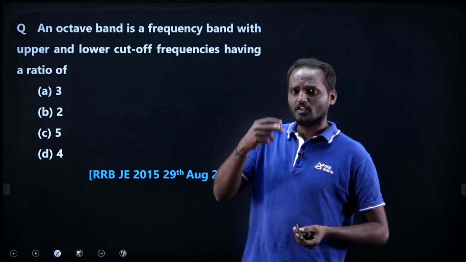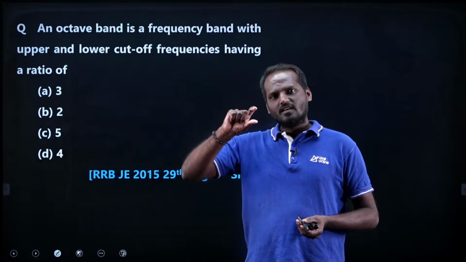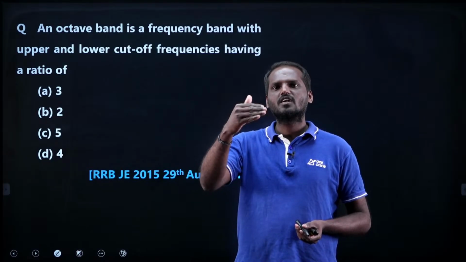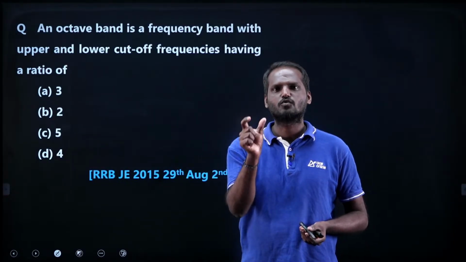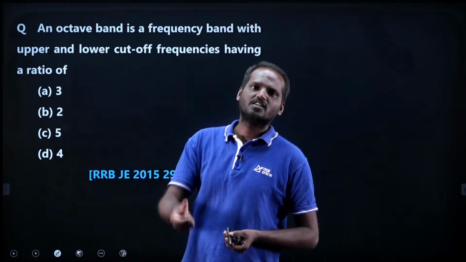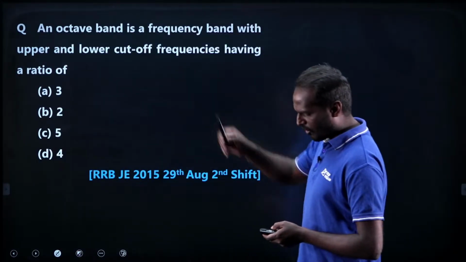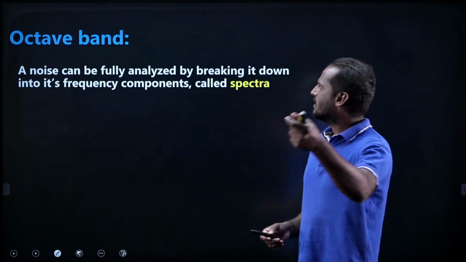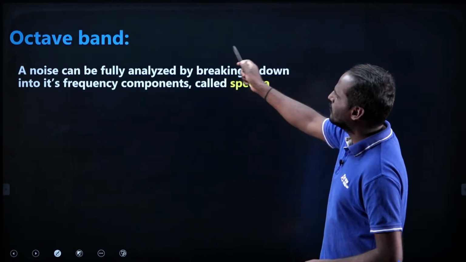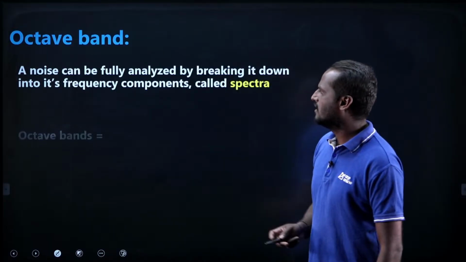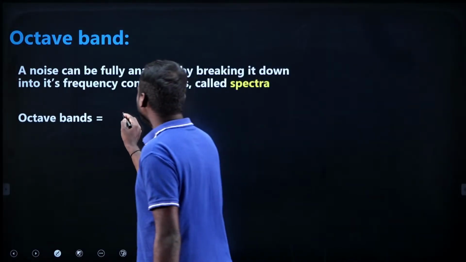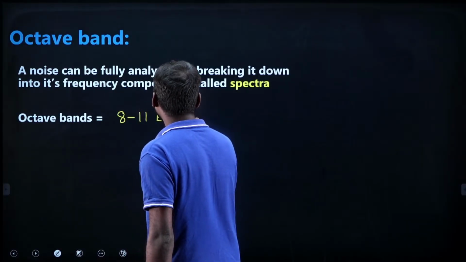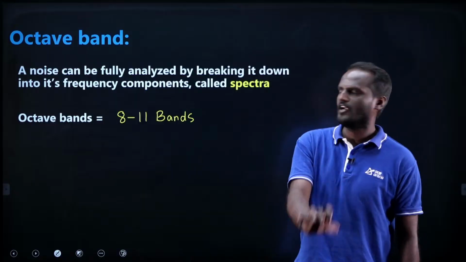Any noise can be analyzed by breaking that noise into corresponding frequencies. If you can break down that noise into corresponding frequencies, known as a spectra, then only we can analyze the noise levels effectively. First we must understand the spectra. A noise can be analyzed by breaking it down into its frequency components known as spectra. This octave band has 8 to 11 bands. They may ask you this figure also. Octave band has 8 to 11 bands.